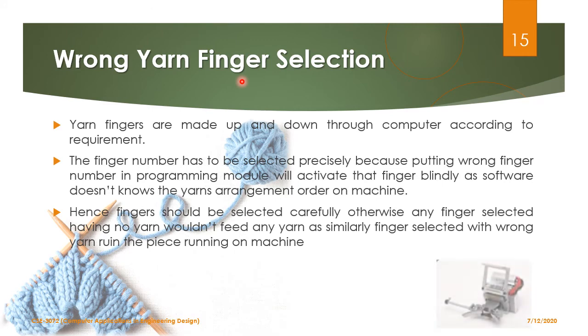Wrong yarn finger selection. This damage is associated with the production of machine. For example, if we have to select a finger but we have selected a wrong finger with no yarn, then there will be a damage in stocking. Or if we have selected a finger with a wrong yarn which is not required in the stocking, then the stocking will also be damaged and it will affect the production of machine.